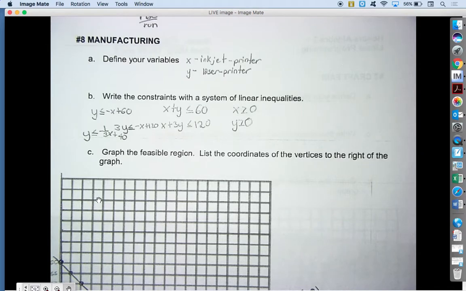So I put X as the inkjet printer and Y as the laser printer. My first inequality was X plus Y is less than or equal to 60, which is Y is less than or equal to negative X plus 60, where X plus Y would be the printer total. It has to be around 60. That's the total it can make per day.